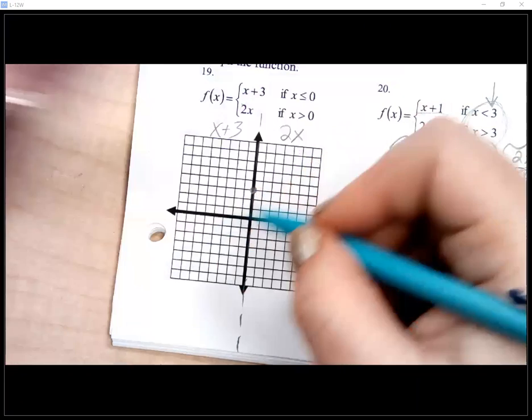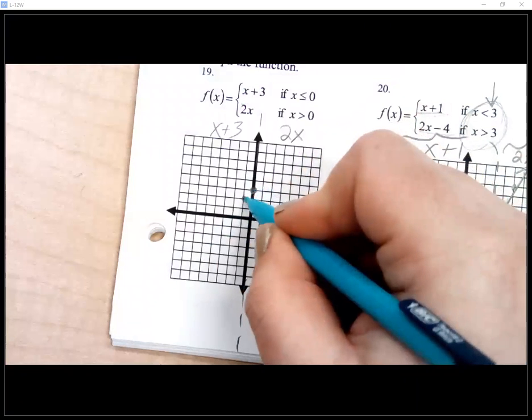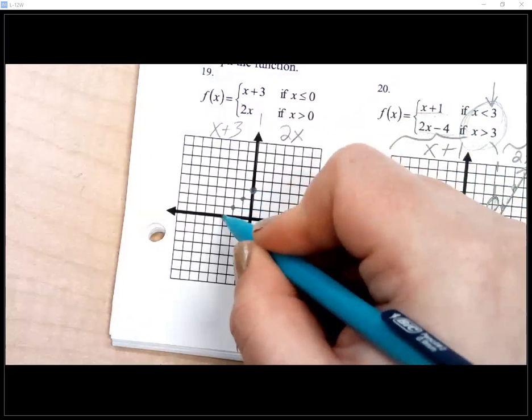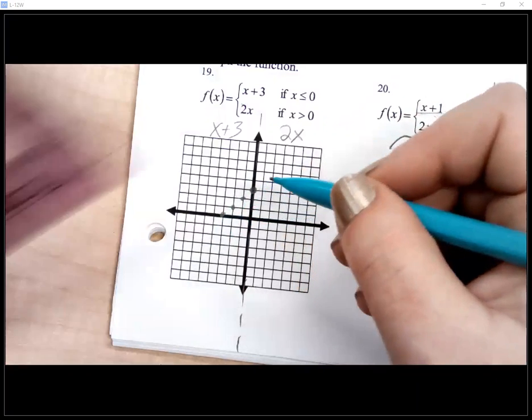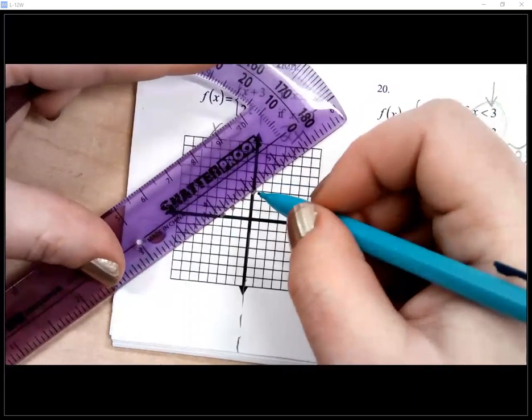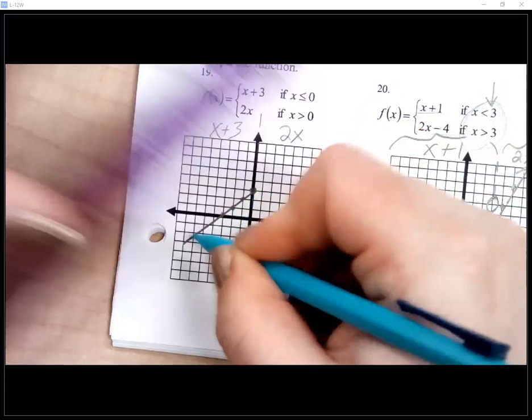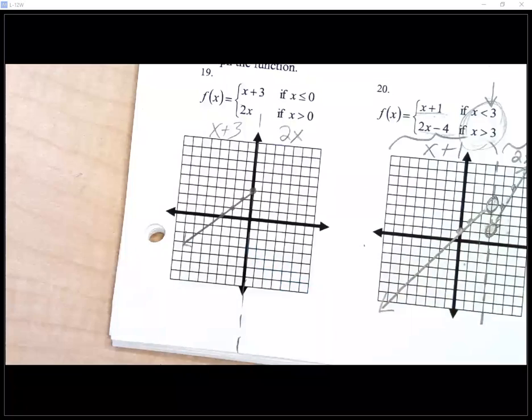Or if you prefer, you can just draw what it would be on this side and just connect those dots. So it's kind of up to you. You have to get a system that works for you, but you have to make sure at the end of the day, you graph x plus 3 on this side only. Some people like to lightly draw the whole line and then they come in with an eraser and erase the part that they don't need. If that works for you, that's fine.